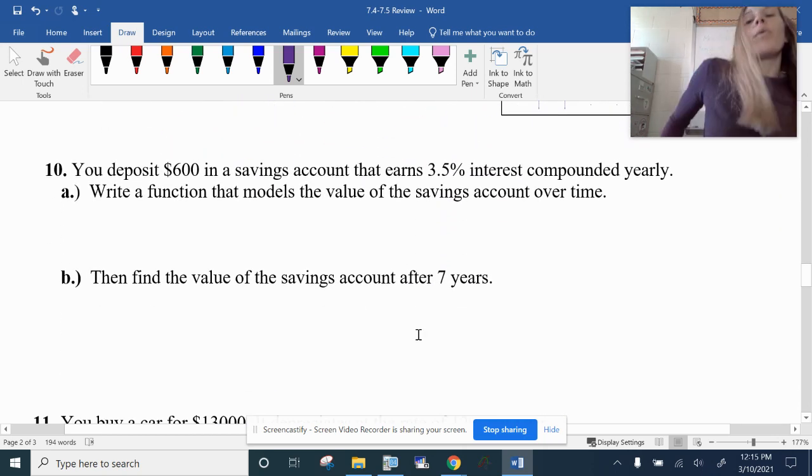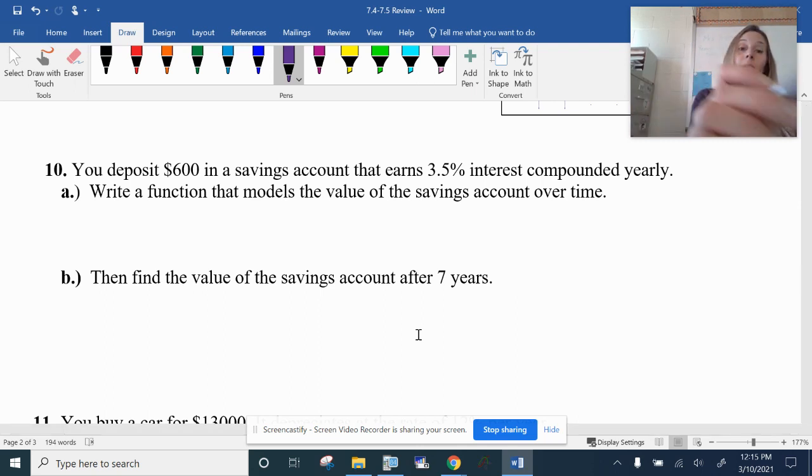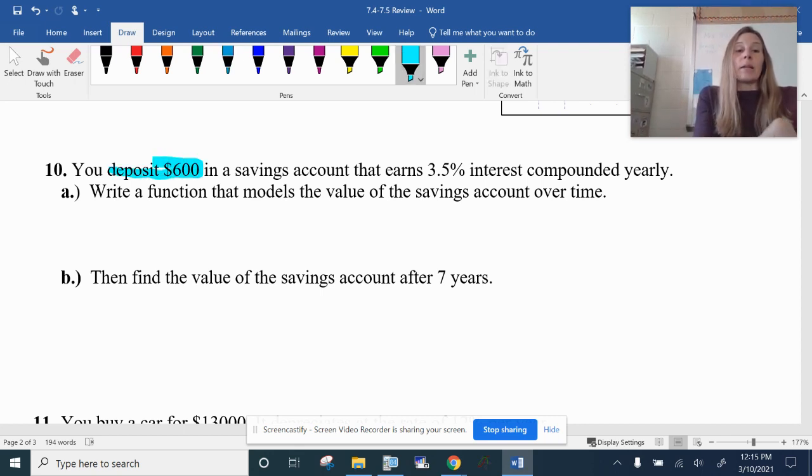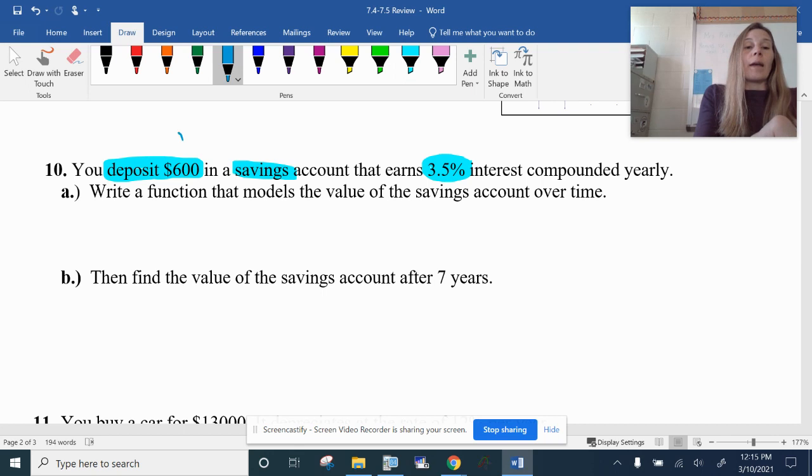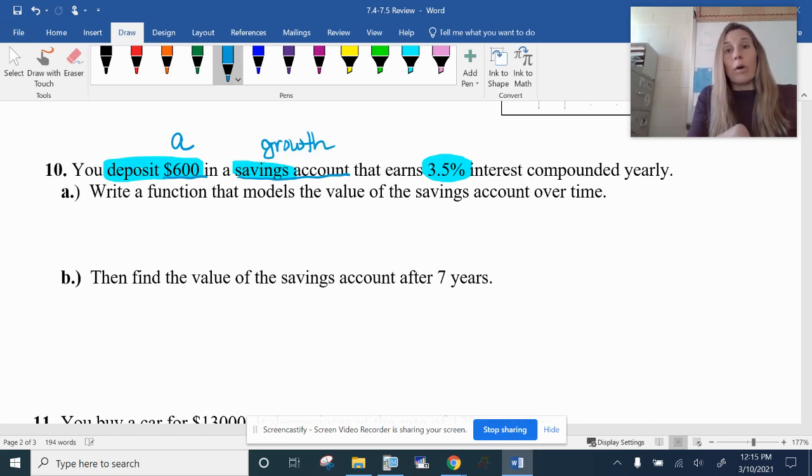Okay, so doing a couple application problems now. So we have growth or decay, which is the first thing you have to decide, right? Is this a growth problem or is this a decay problem? So let's read through and see what information we could find. You deposit $600 in a savings account. So we're saving money, which I would think means it's going to grow, and it's going to earn 3.5% interest. So we know that this is our A value here because we're starting with $600. The fact that it's a savings account tells us this is going to be a growth problem.